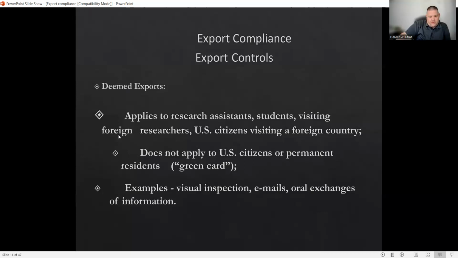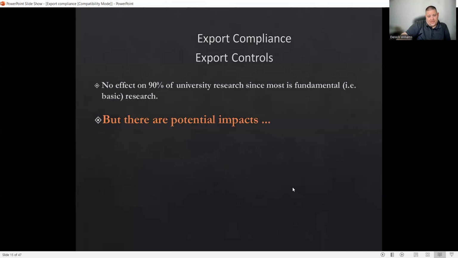And so, jumping back into the slide, we talked about how it doesn't apply to the U.S. citizen or permanent resident and who those people are. But some examples of deemed exports could be visual inspections, emails, which we touched on, or even oral exchanges of information. This one surprisingly gets overlooked as well. A lot of people will have a conference, or they'll have a large meeting, and they won't do a review to see if there are any non-US persons or foreign nationals in the group, and then they'll start talking about the secret stuff that they're doing inside their shop.